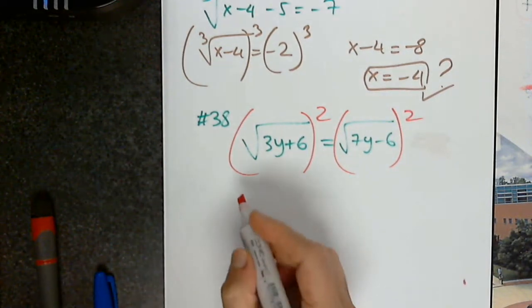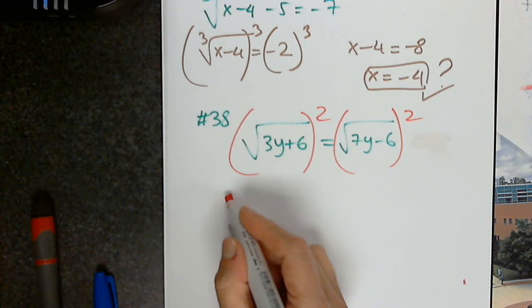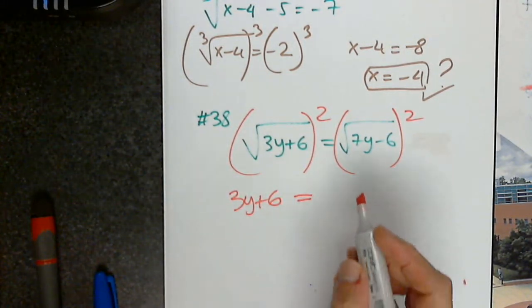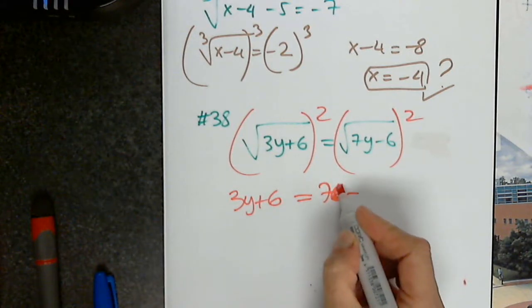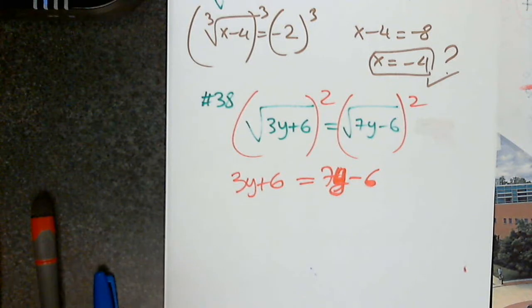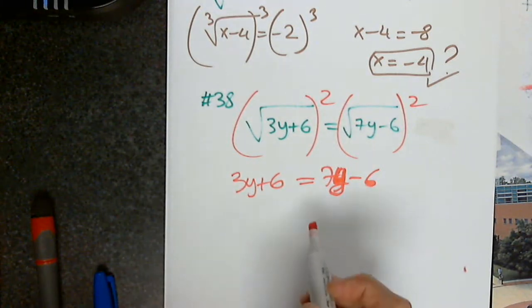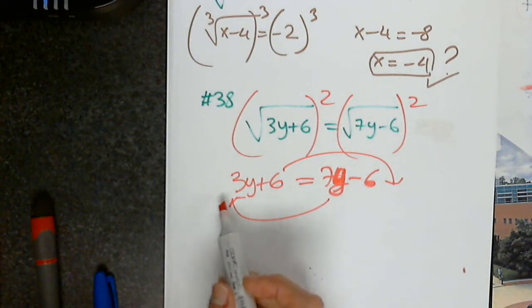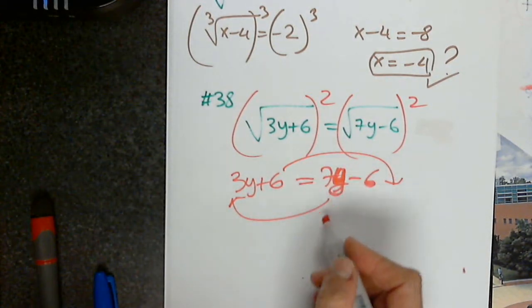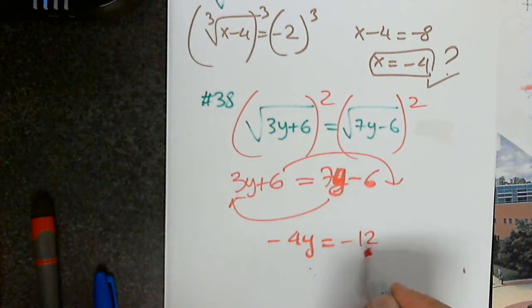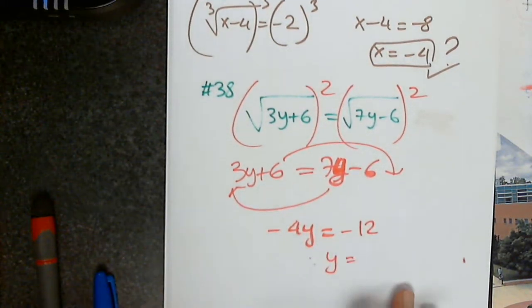The left-hand side is 3y. The right-hand side is 7y minus 6. What type of equation is this? So I bring 7 to the other side. It's going to be negative. So -4y. And the other side -12. So y equals? Good.